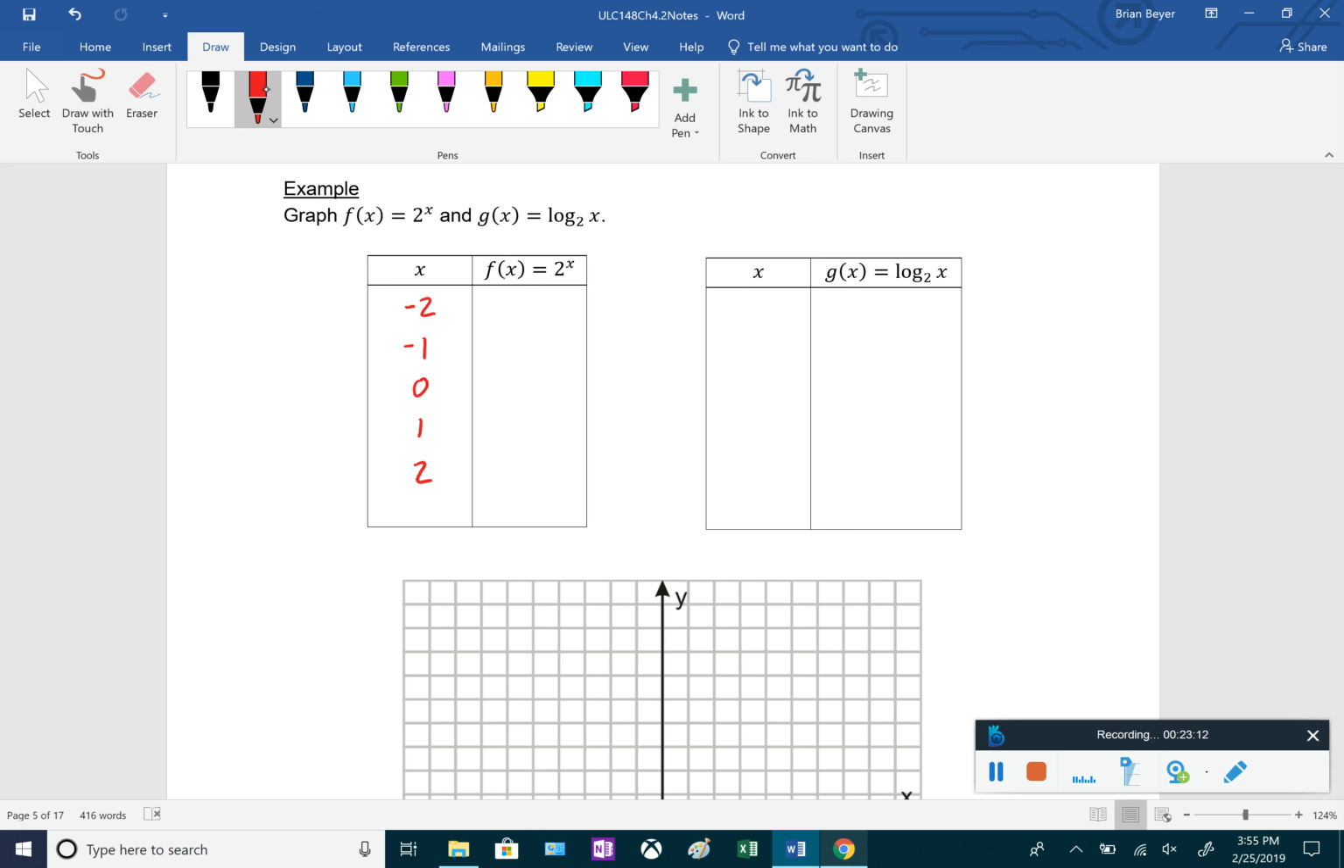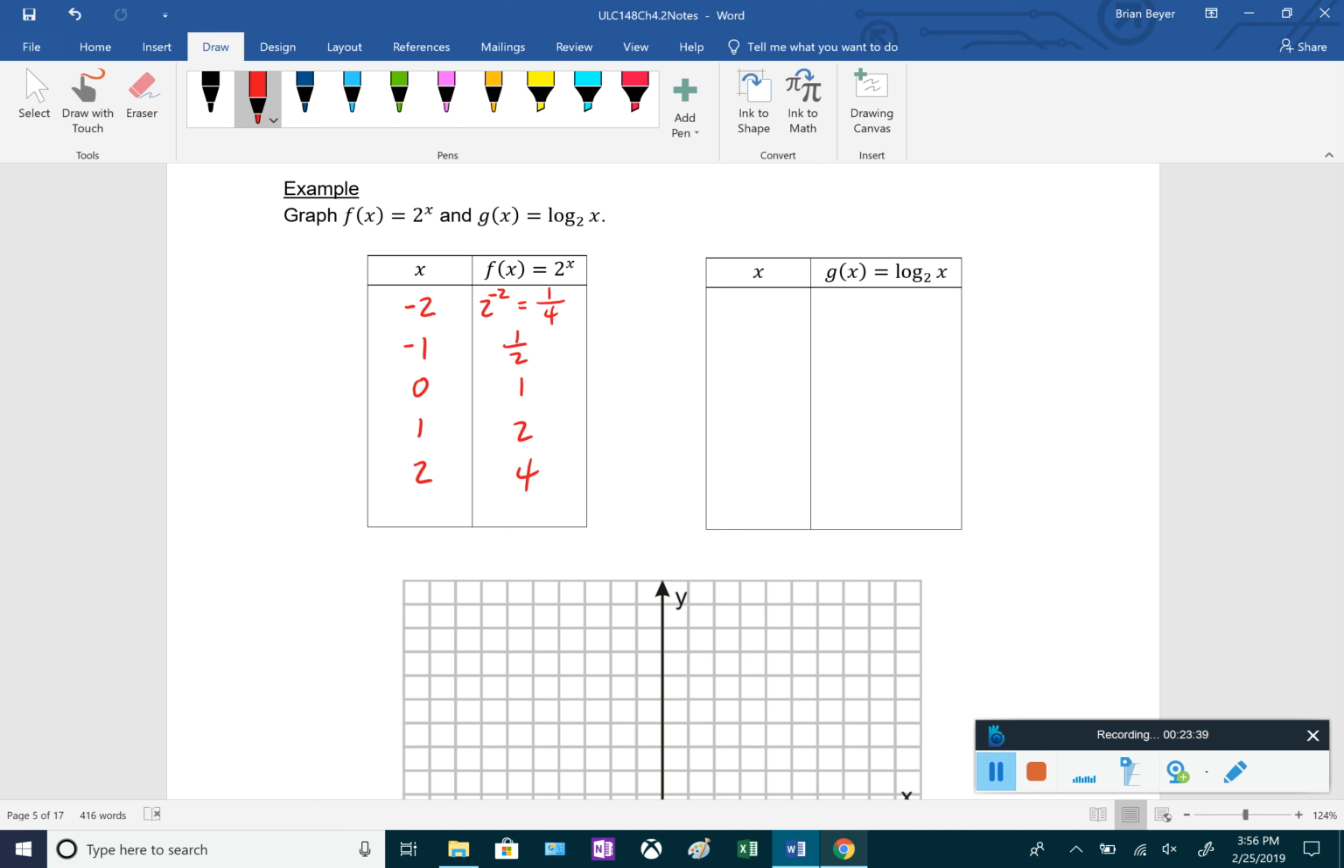So if we plug that in, 2 to the -2 is 1 over 2 to the positive 2, which is 1/4. 2 to the -1 is 1 over 2 to the positive 1, so 1/2. 2 to the 0 is 1, 2 to the first is 2, and 2 to the second is 4. So for this next table on the right, I'm going to plot these points in a second.